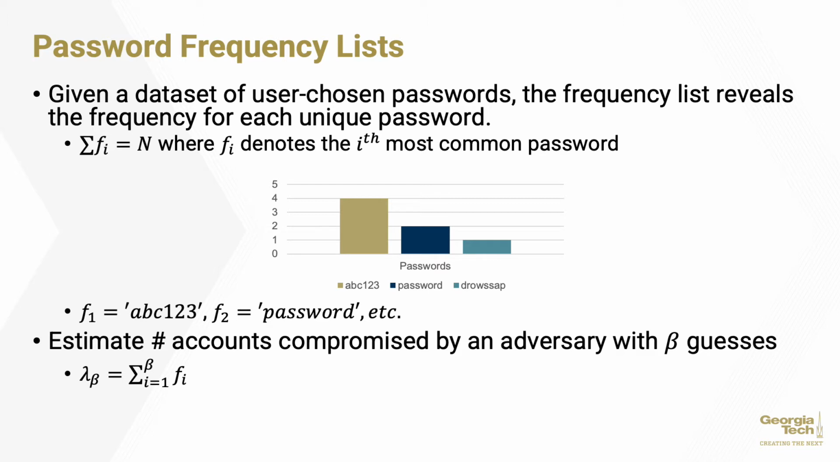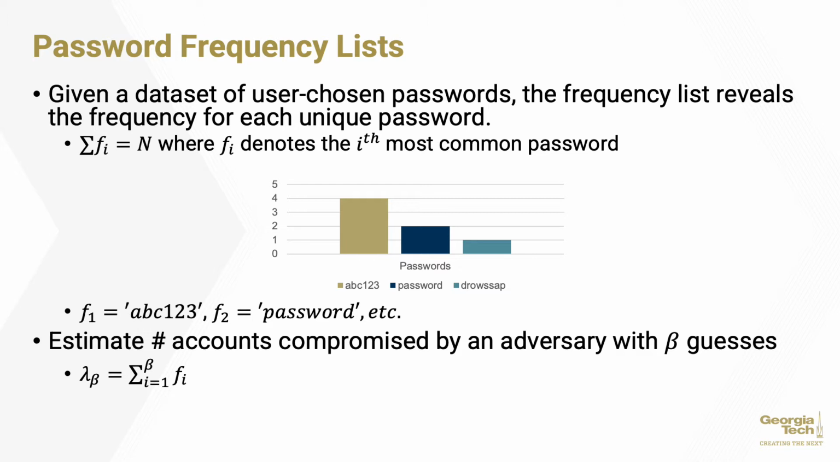So given a data set of user-chosen passwords, a frequency list will reveal how often each unique password is chosen. In a list F, the most common password would be F sub 1, and the second most common password would be F sub 2, and so on. You can think of a list as a partition of n, where n is the number of users in a system. You may be thinking, okay, but why is this important?